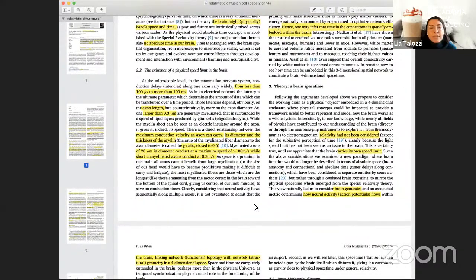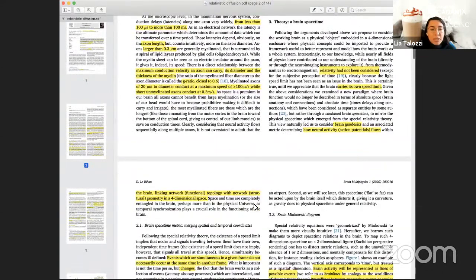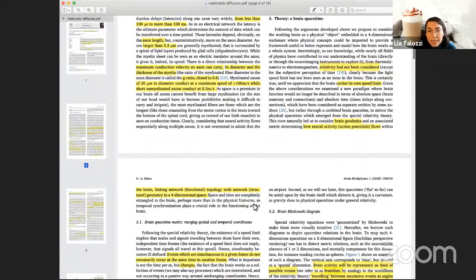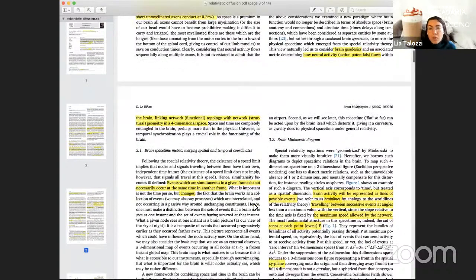And for describing these events, in this paper, they talk about brain lines. So a brain line is a sequence of events that can be interconnected. So it's not just a network, there is a sequence. There is the past, the present, and the future. So there is a movement through activation. So we are talking about velocity.